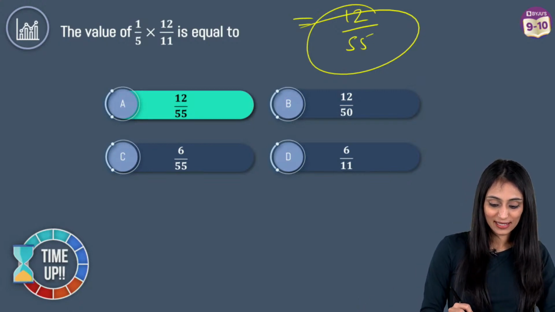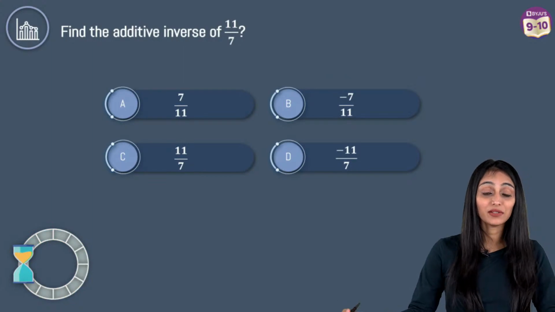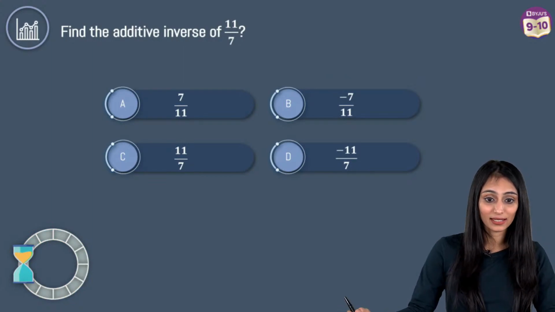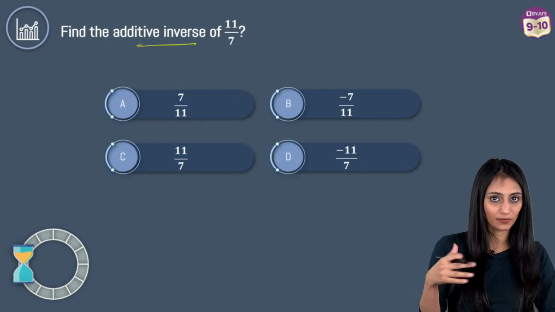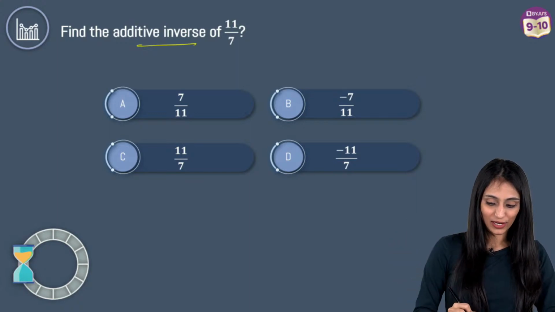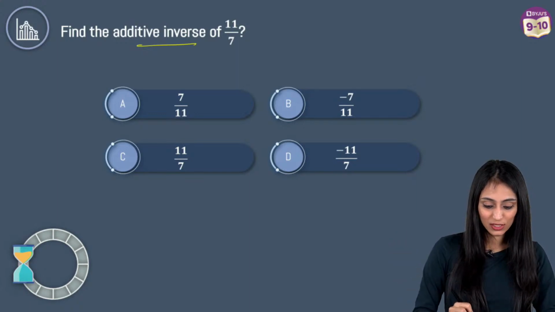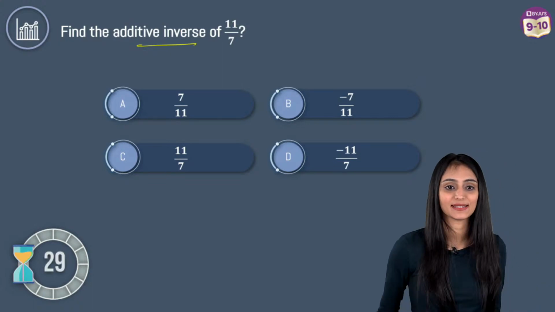Let's move ahead. Let's take a look at the next question now. Find the additive inverse of 11 by 7. I hope everyone remembers what additive inverse is. All right, so you will be given 30 seconds to solve this question. Let's start the timer.